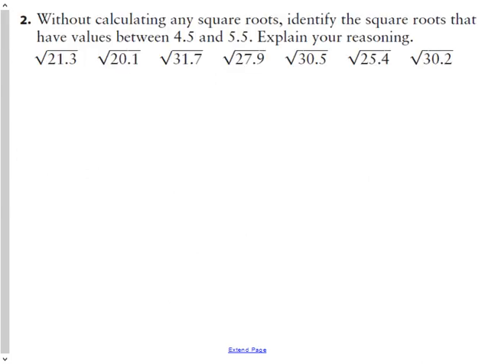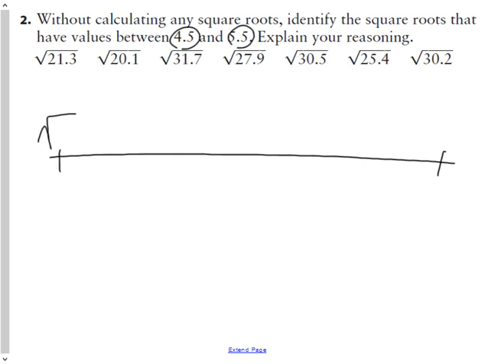Okay, question number 2. It says, without calculating any square roots, identify the square roots that have values between 4.5 and 5.5. And then it says, explain your reasoning. So it gives you a list of 7 different square roots. And they're all irrational numbers because they're not going to have perfect squares, but they're going to have approximate square roots. So what I want to do is start off again with a number line. And I want to say the square root of what number is 4.5, I can use x if I want, and the square root of what number is 5.5.